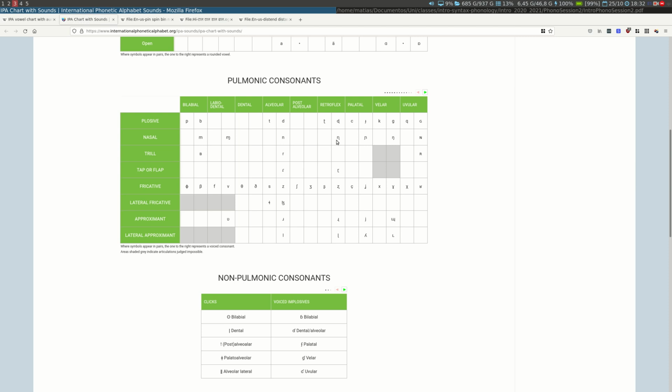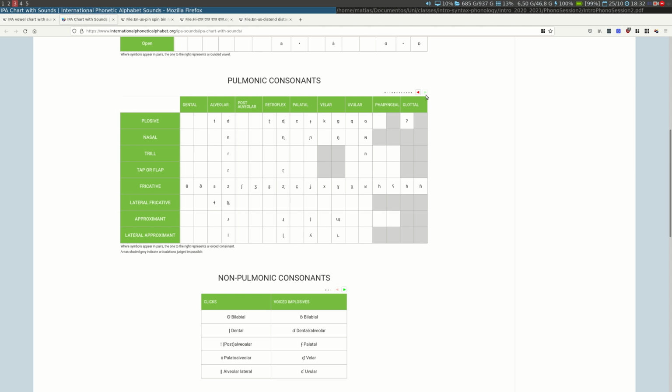This is the retroflex version of N, which is common in languages of the Indian subcontinent. Na, anna. Then you have a palatal. This is in Spanish, for example, ñ. Nya, anya. This is quite common in German also, like how you pronounce hunger.